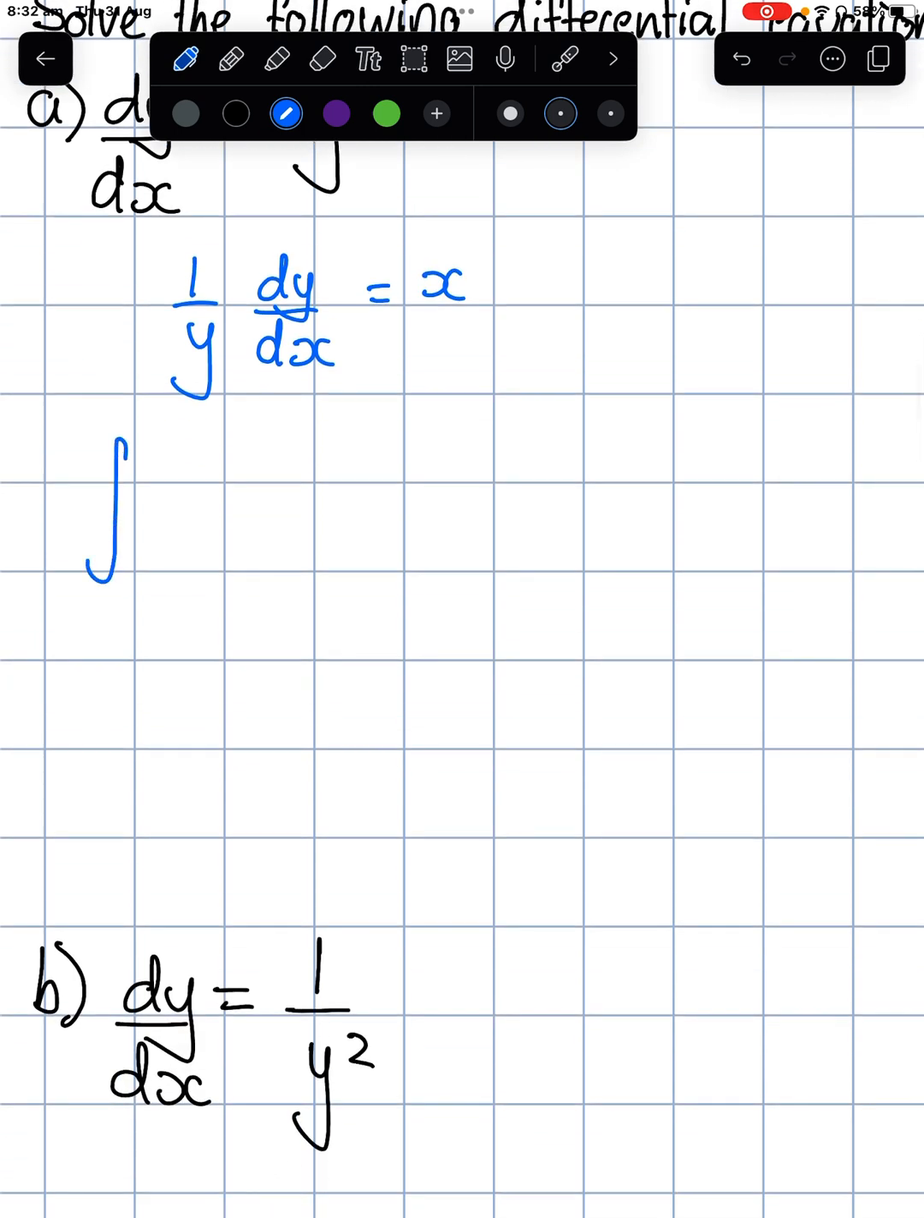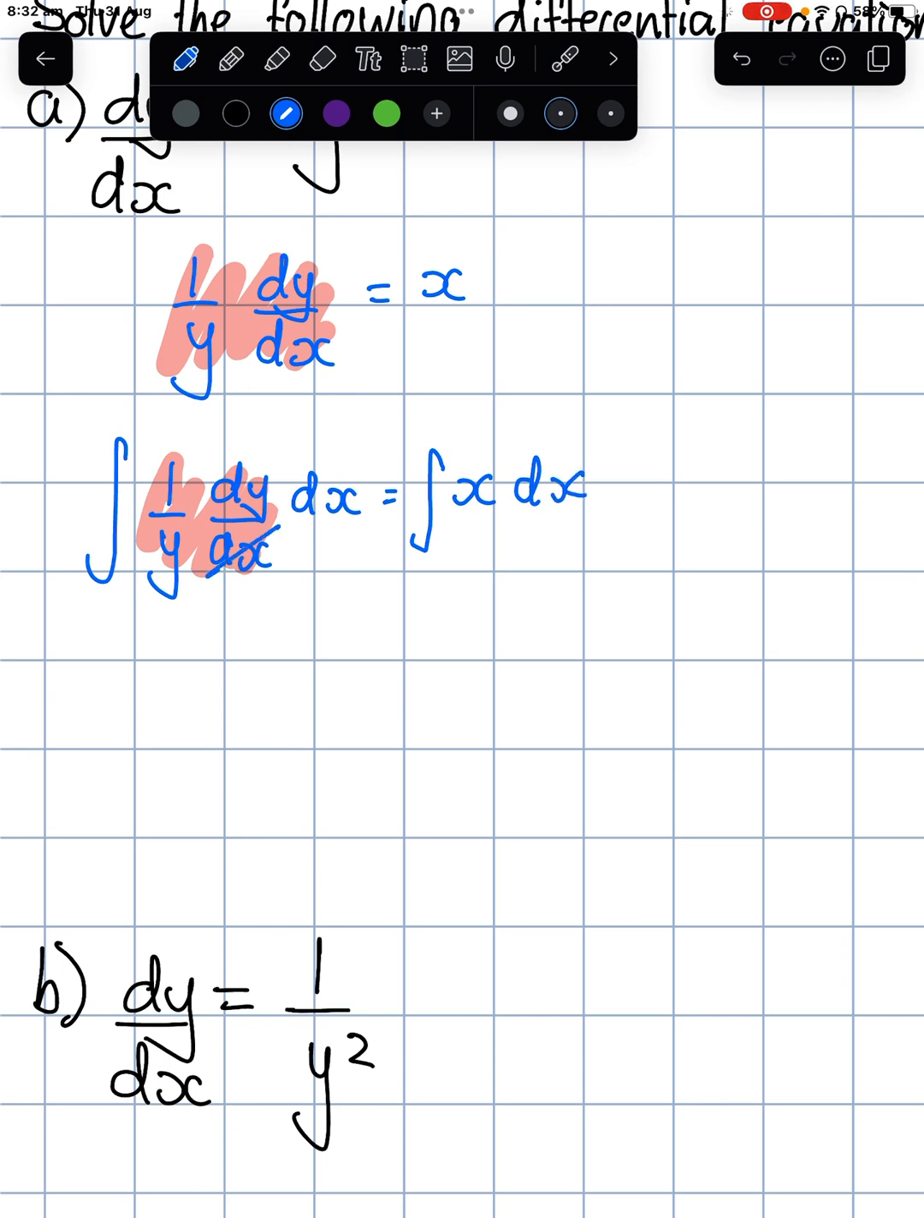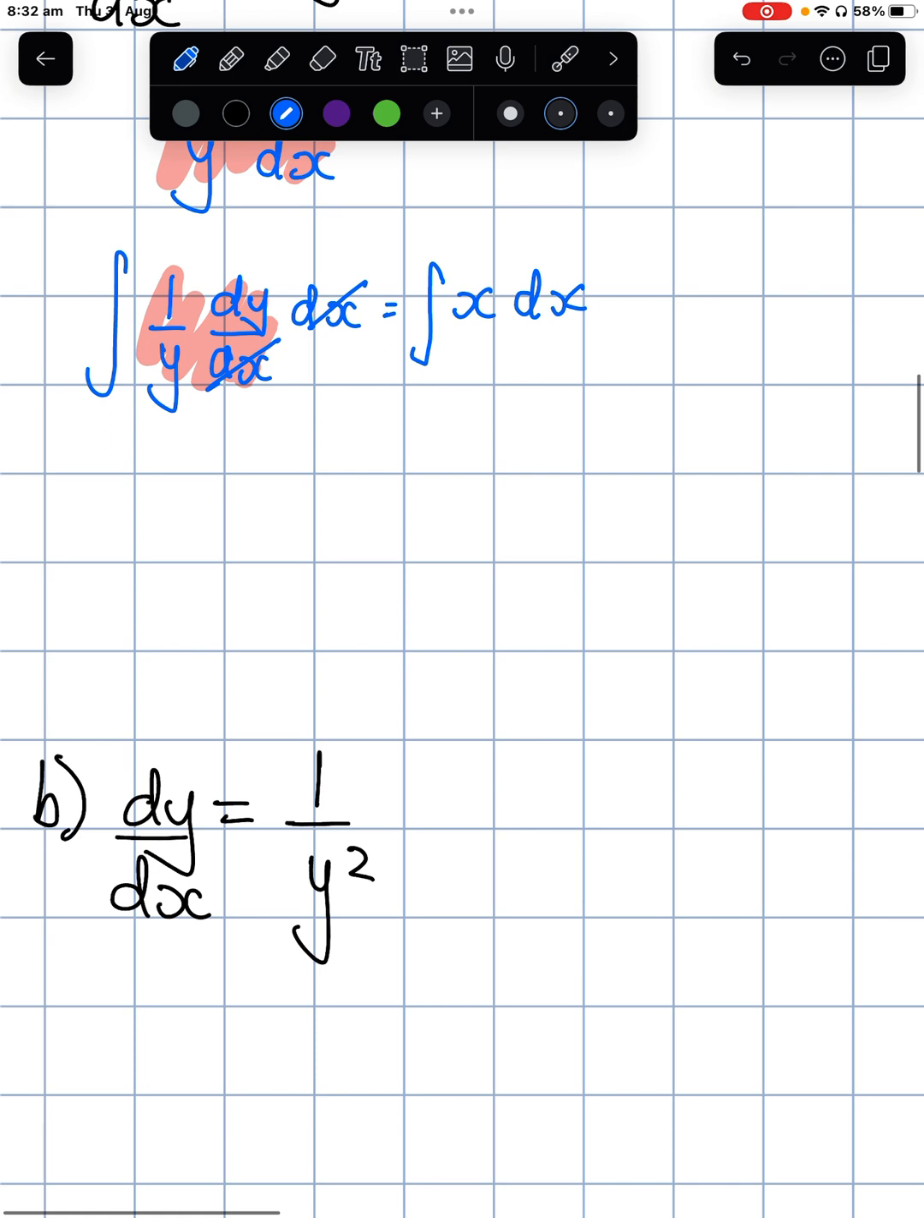We now integrate with respect to x. So the integral of 1 over y dy/dx. Notice that I've got the whole thing from this side, all my terms are still in here, and then it's with respect to x, and then this here is the integral of x with respect to x. Okay, chain rule here, they cancel out. We've got the integral of 1 over y with respect to y, so we get ln absolute value of y equals, and then we've got x squared on 2 plus c.